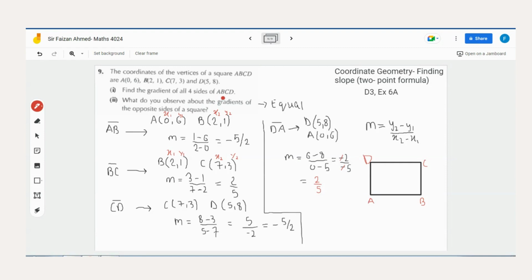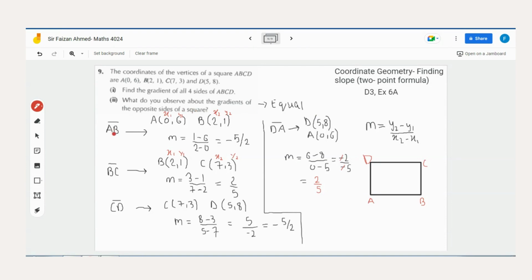Since I have to find the gradients of all four sides, I just need to use the formula y2 minus y1 upon x2 minus x1. This is the formula which I am going to use. I have already solved the question. Let's just look at the solution of this question.